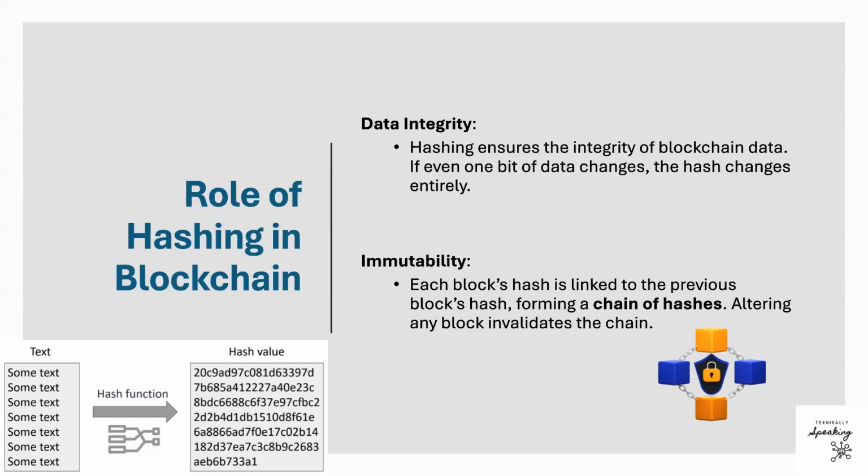The role of hashing in blockchain is two things. We have data integrity, where hashing ensures the integrity of blockchain data. Even if one bit of data changes, the hash changes entirely. And immutability. Each block's hash is linked to the previous block's hash, forming a chain of hashes. Altering any block invalidates the entire chain.